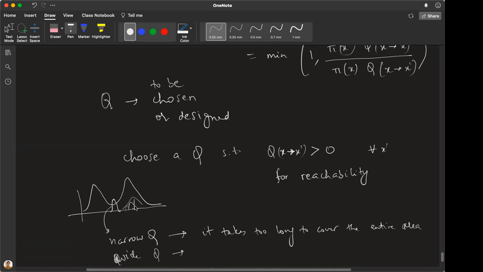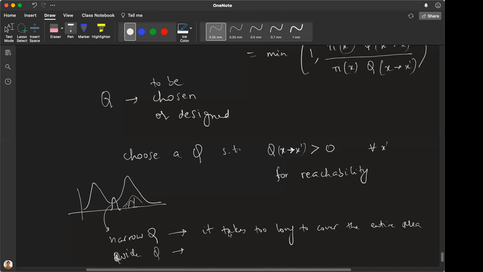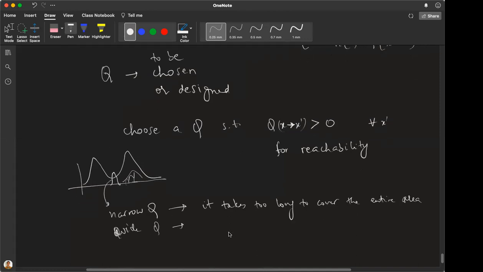If your Q is very wide, then you are either rejecting all your samples, or you are not converging to the right distribution easily. So maybe I can say you get your samples rejected mostly. So that's the thing. I think you can simulate these.